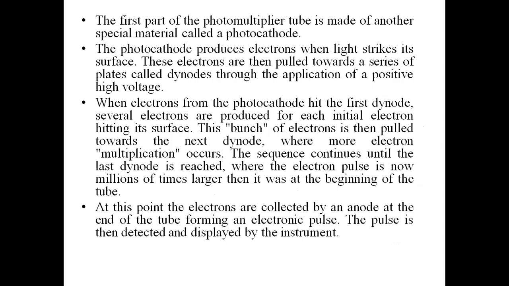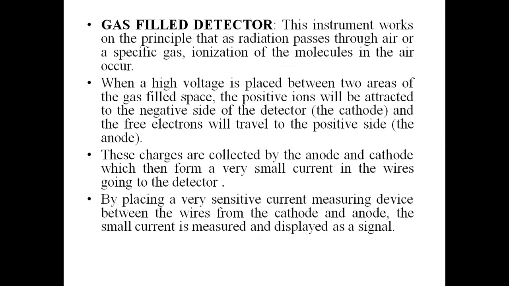An electron from the photocathode hits the first dynode. Several electrons are produced for each initial electron hitting its surface. This bunch of electrons is then pulled towards the next dynode, where more electron multiplication occurs. The sequence continues until the last dynode is reached. The electron pulse is now millions of times larger than it was at the beginning of the tube. At this point, the electrons are collected by an anode at the end of the tube, forming an electronic pulse. The pulse is then detected and displayed by the instrument.